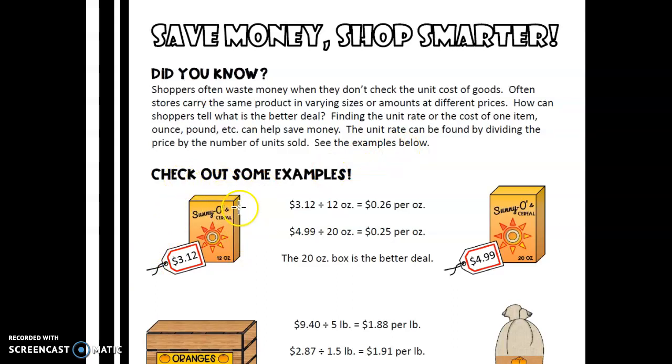They picked Sunny O cereal. Now, they have 2 different sizes. They have a 12-ounce box, and it looks like a 20-ounce box. They're showing me the price, the ounces. Notice they have both of those, okay? And then right here, they have $3.12 divided by 12 ounces gives me 26 cents per ounce. Then they have the $4.99 box at 20 ounces, gives me 25 cents per ounce. And notice they tell me the better deal is the 20-ounce box.